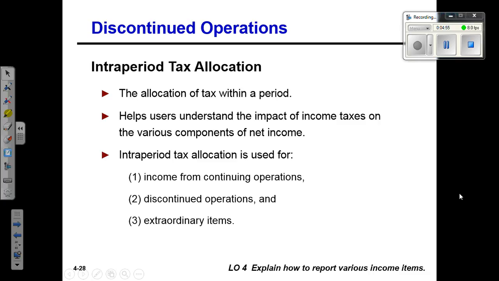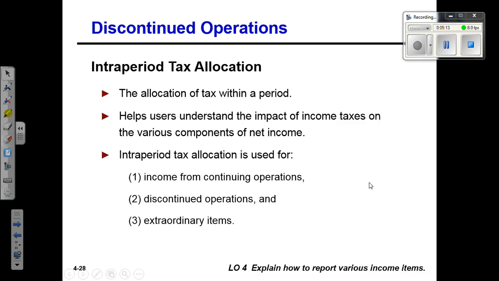Inter-period. Between years. Allocation between years. Okay? So intra is inside, right, inside. So all they're saying is, look, you separate it into what? Income from continuing operations, discontinued operations, and extraordinary items. We've beaten that to death, the author and I.